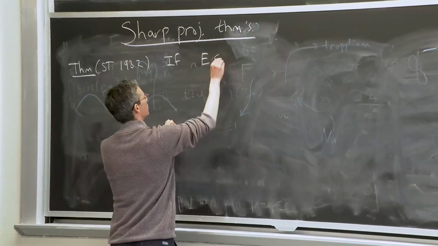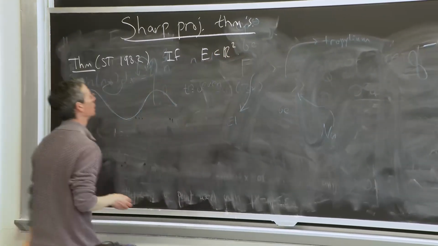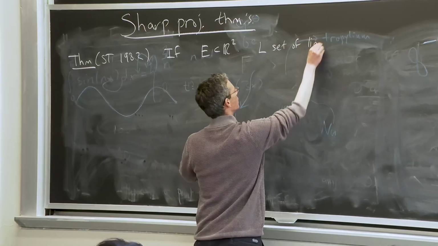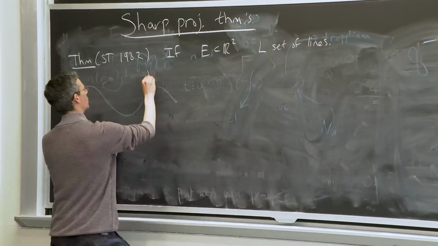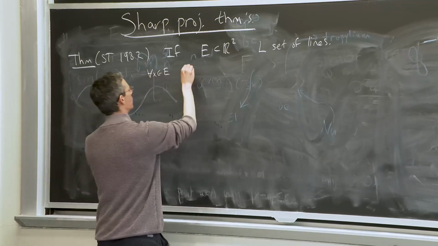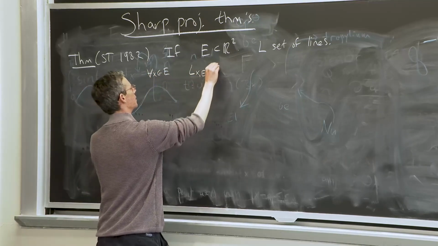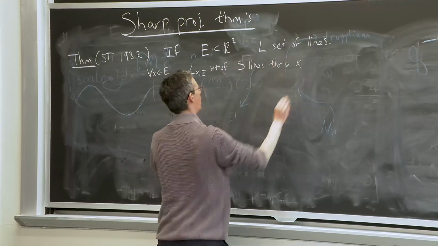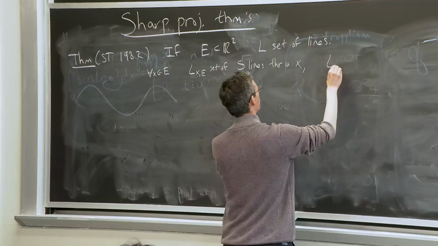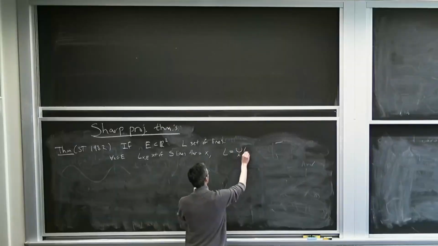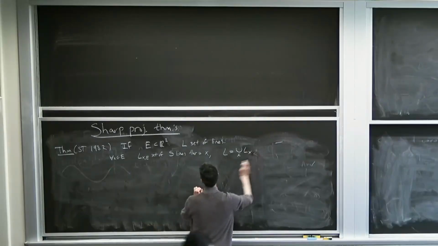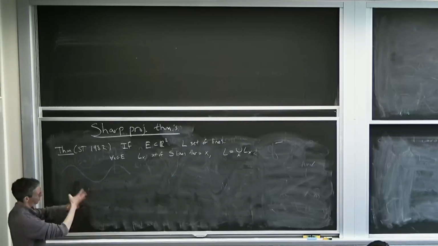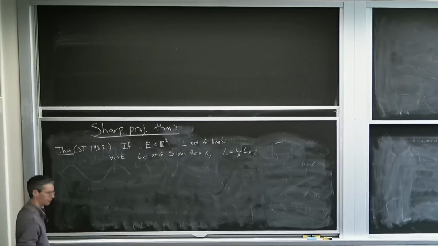So if E is a finite subset of R2, and L is a set of lines. Let's say it this way. For every x in E, we'll have L_x a set of S lines that go through x, and L is the union over x. So this set of lines L, there's at least S of them through every point of E.